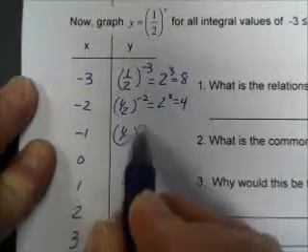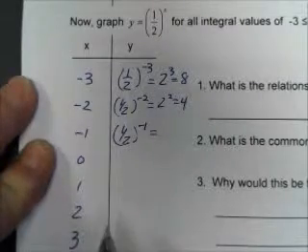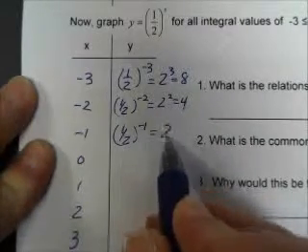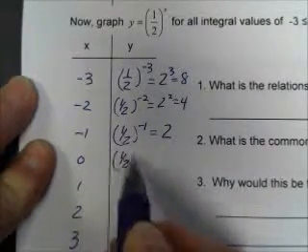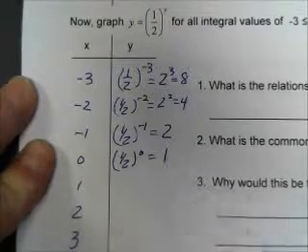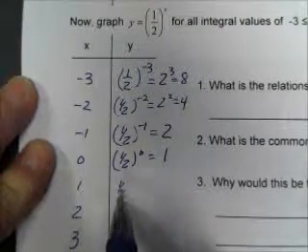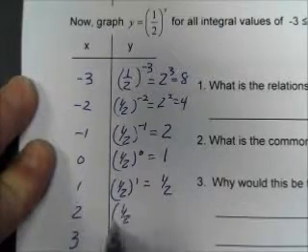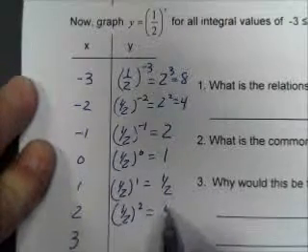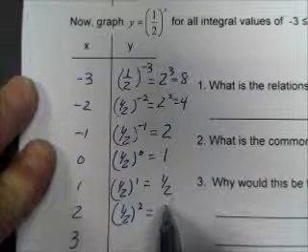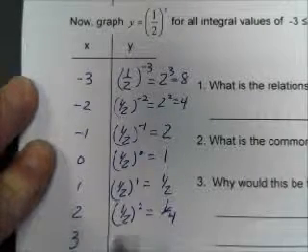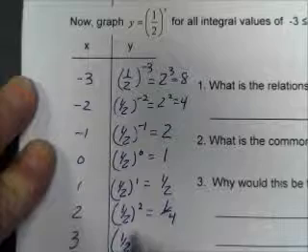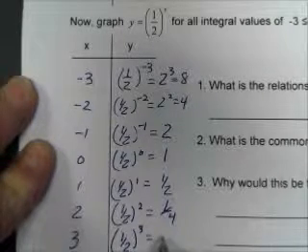1/2 to the -1 equals 2. 1/2 to the 0. Anything to the 0 power is 1. 1/2 to the first is 1/2. 1/2 squared is 1/4. And 1/2 raised to the third is 1/8.